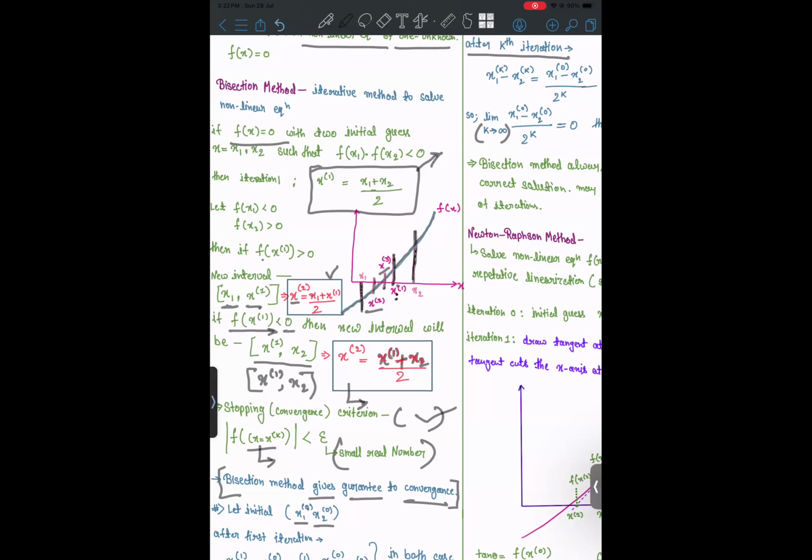You can choose any guesses as long as the function gives opposite signs. In case of a polynomial equation, whatever initial guess or range I consider, in between that range there may be two or more than one root. If there is more than one root, the bisection method will give only one root, any one of them. Okay.